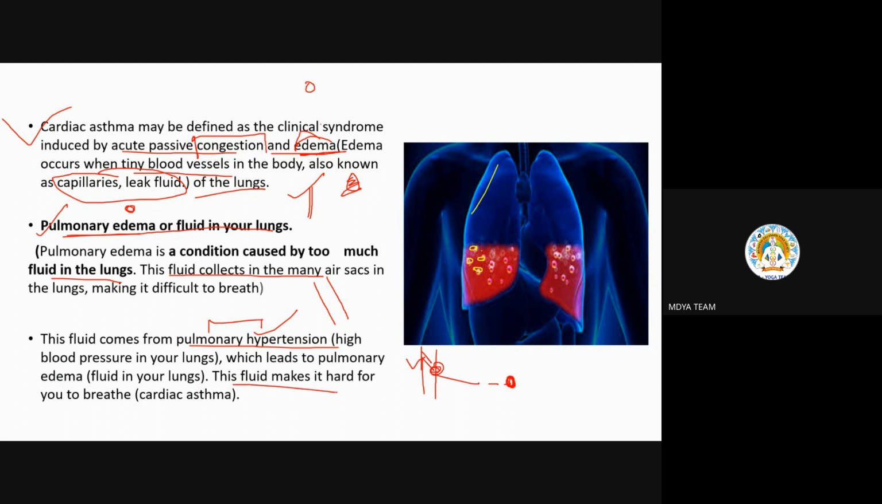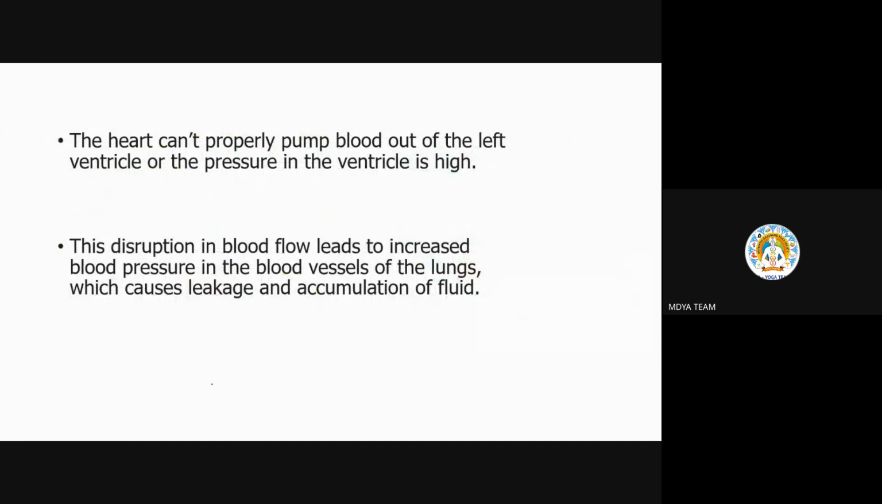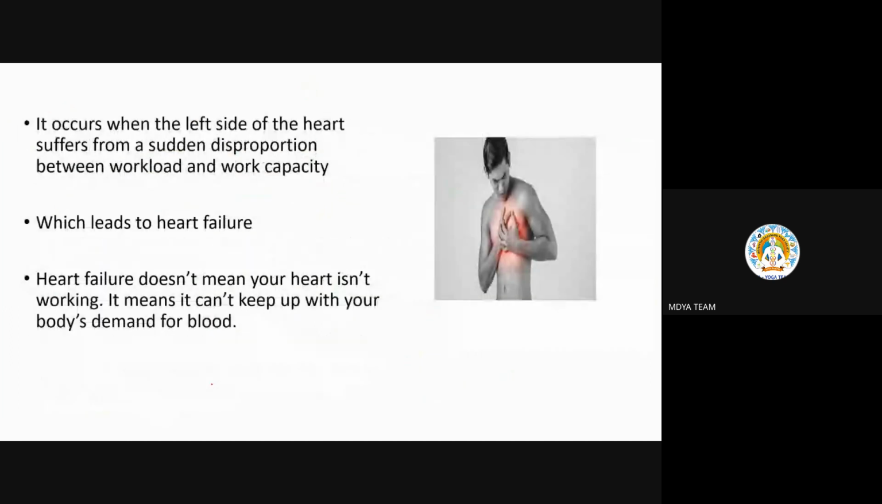This fluid makes it hard for you to breathe in. When this condition makes it difficult to breathe in, and oxygen is not able to travel, then our heart will definitely not be able to supply sufficient oxygen or oxygenated blood to the body. This condition is called cardiac asthma. Okay, because it is something related to the lungs itself. So what happens in cardiac asthma? Further also we have something to study, but still we'll see.